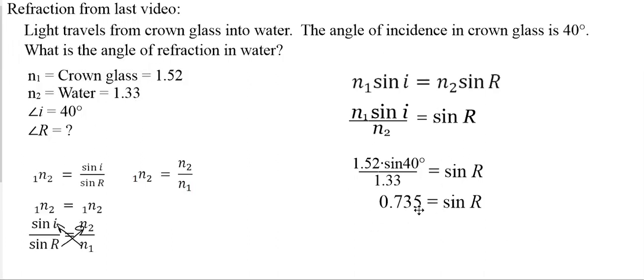Typically, I would recommend that you keep quite a few more. I didn't for the purpose of this video, but usually I just keep whatever's in my calculator. And then I'd take the inverse sine function in order to find the actual angle, which in this case would be about 47 degrees.